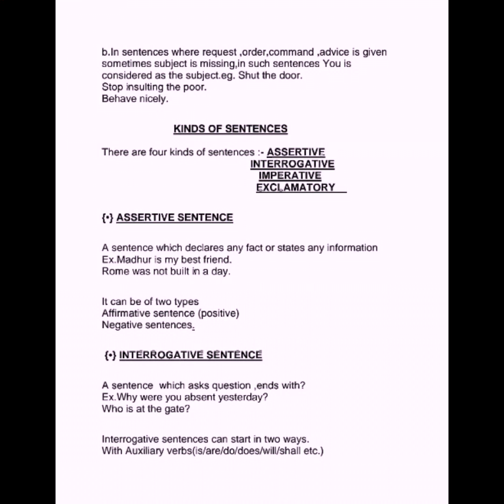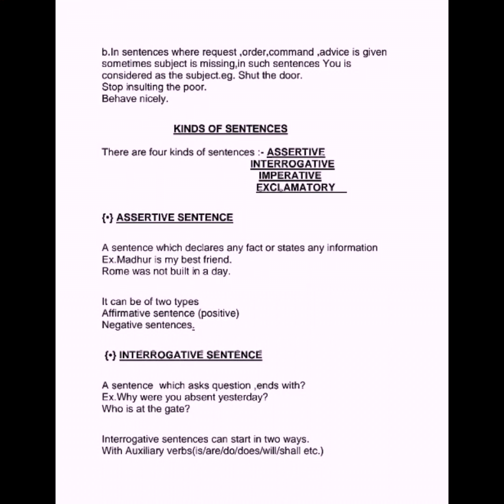Like, Madhur is my best friend. Information about Madhur is being given. Rome was not built in a day. Again, information about Rome is being given. So, these are simple sentences which give you any kind of information. It can be of 2 types. Affirmative, a positive sentence, and second is negative sentence which contains not, never, sometimes.